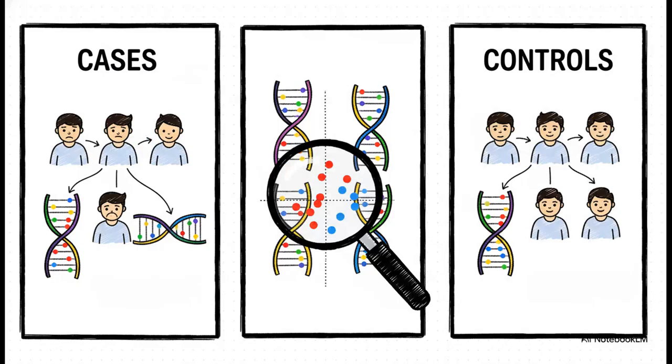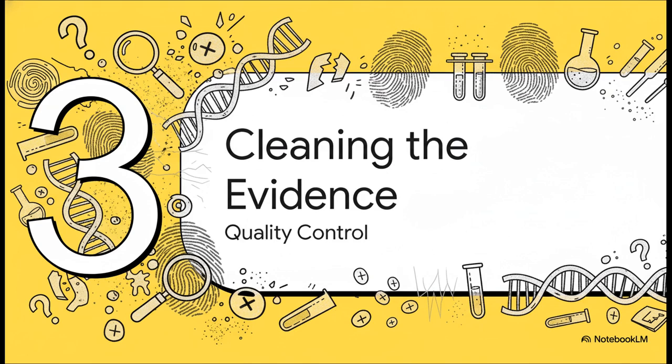And the core idea is actually pretty straightforward. Scientists get two big groups of people. First, you have the cases. These are the people who have the disease or trait. And then you have the controls, the people who don't. Then they just compare the frequency of every single SNP typo between those two groups. If a certain typo shows up way more often in the group with the disease, boom, that gets flagged as a potential clue.